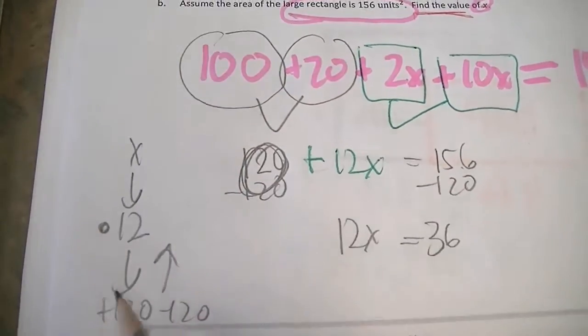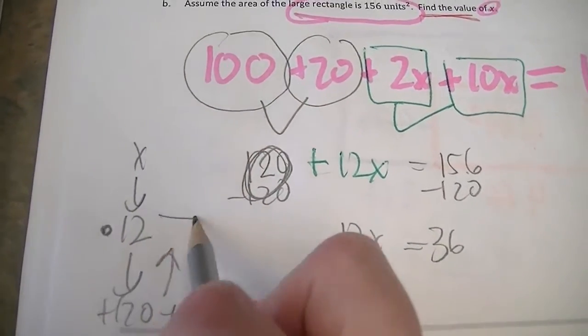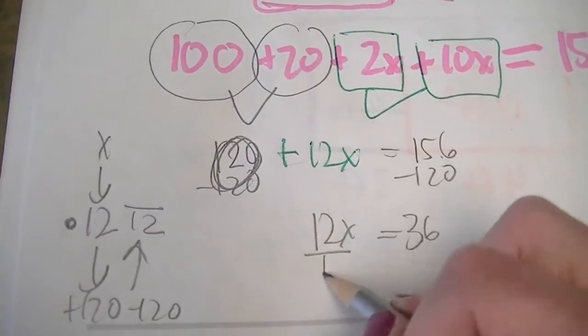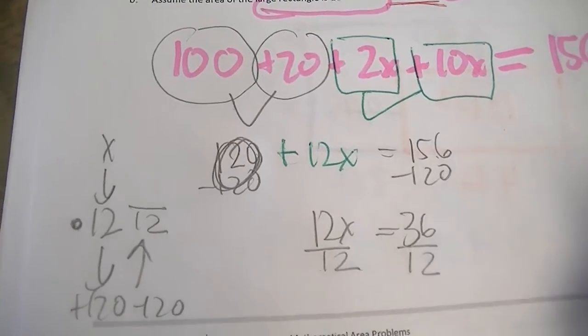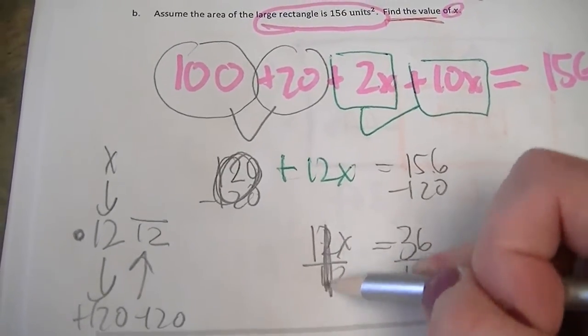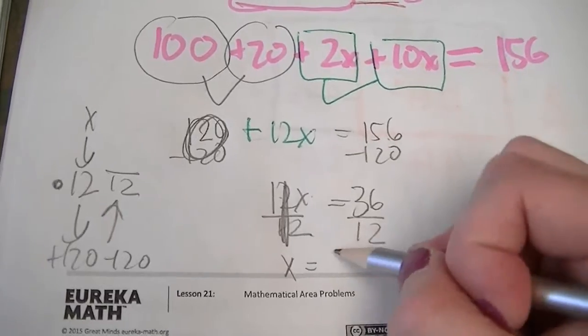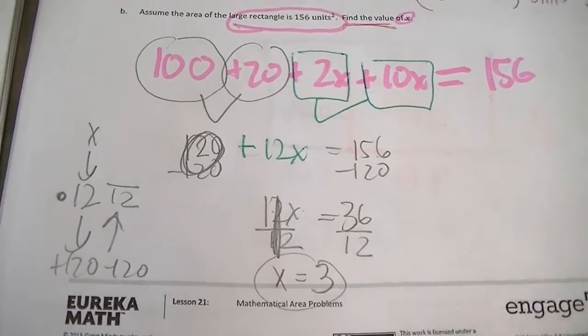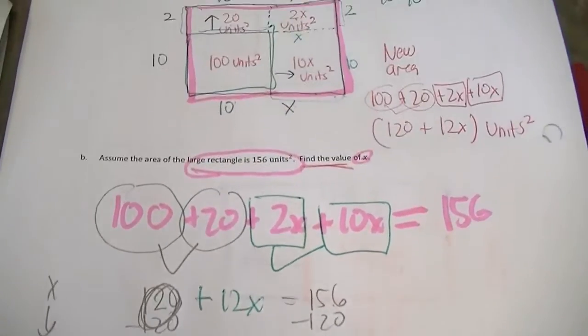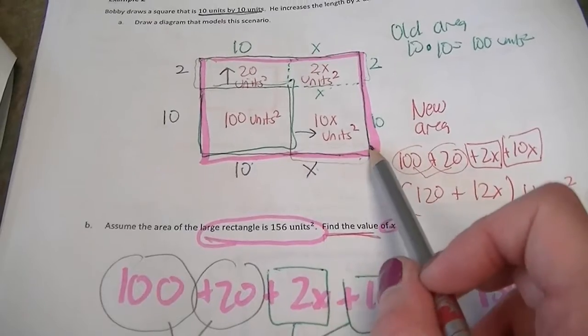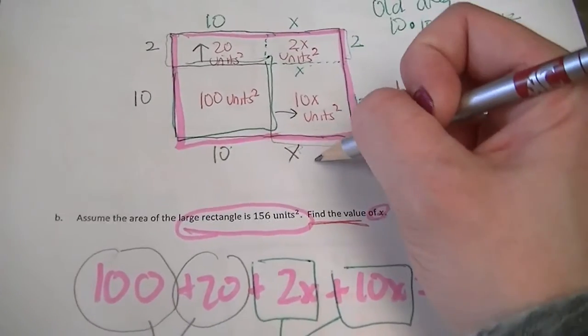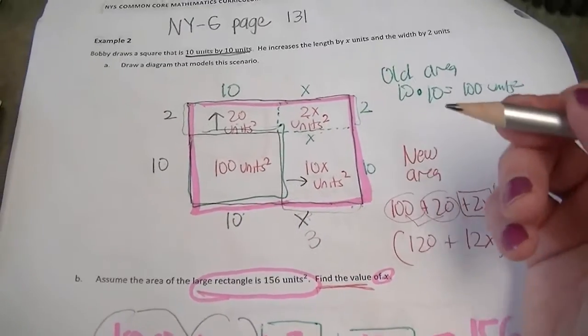Bring down your equal sign, bring down your positive 12x. Okay, go back up. Inverse operation to multiply is to divide. Do that to both sides of the equal sign. 12 divided by 12 is 1. 1 times x is 1x, or x. 36 divided by 12 is 3, okay? So that value of x is 3. So this person, this Bobby guy, expanded it out by 3 units, okay?